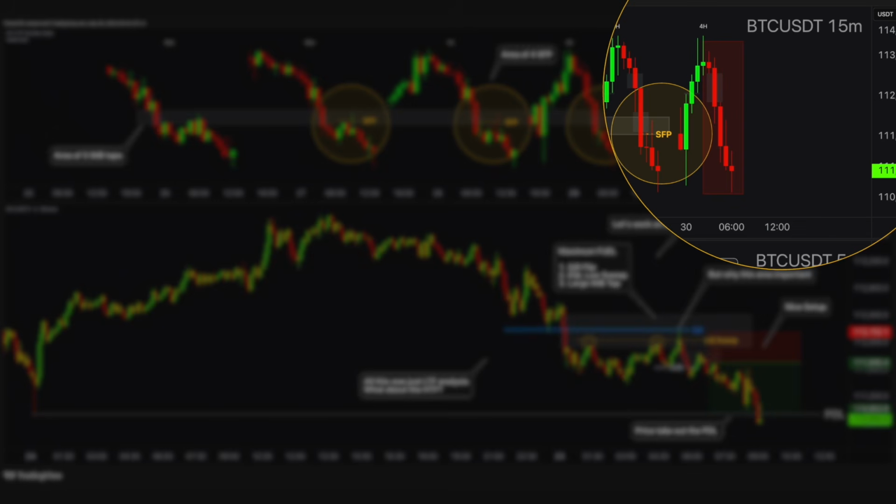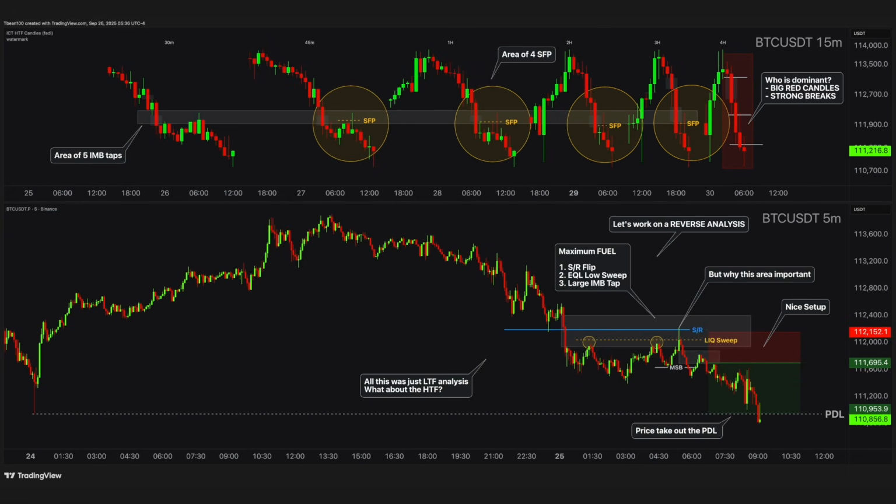And like we already said, who is dominant here? It is obvious the sellers are in control. Look at the gigantic red candles, each one making a strong break downward. So altogether here we use liquidity, imbalance, and the structure. We combined these 3 elements to take this trade.